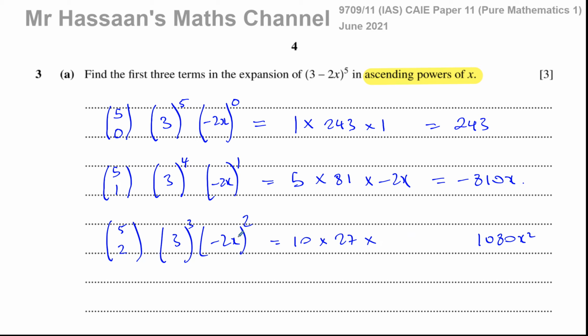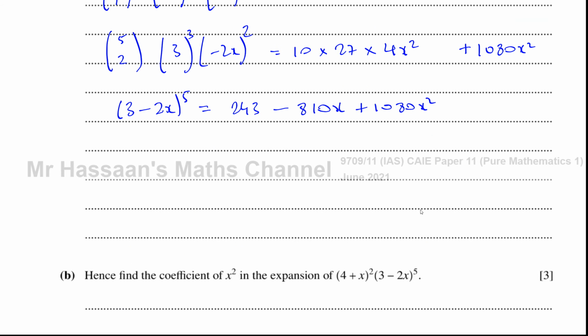You have minus 2x all squared. It's going to be positive 4x squared. So we're going to have 40 times 27, 1080 x squared. And that's positive. Okay, so our expansion for the first three terms of 3 minus 2x to the power 5 is going to be 243 for the first term, minus 810x for the second term, and plus 1080 x squared for the third term. And that's part A answered.